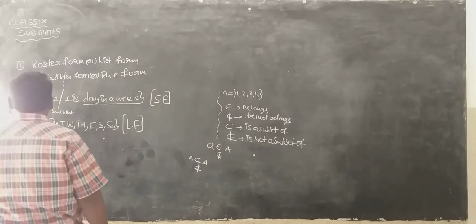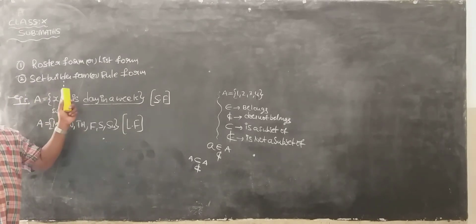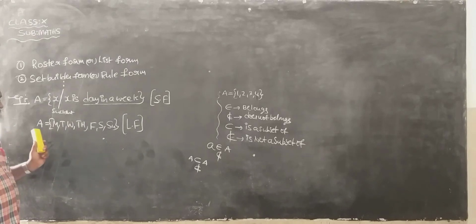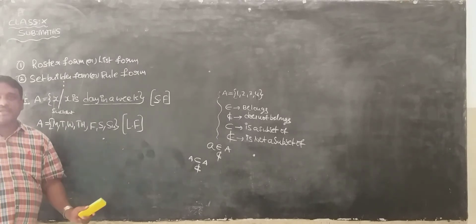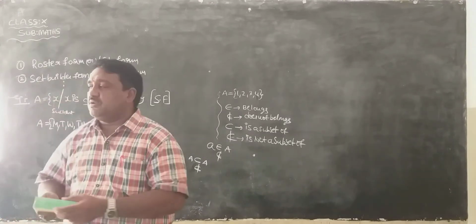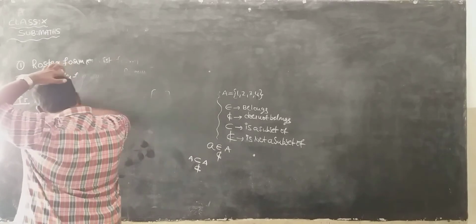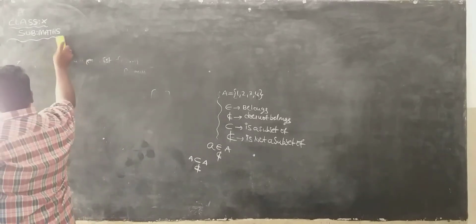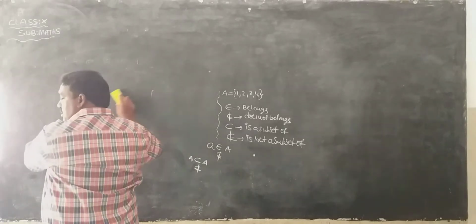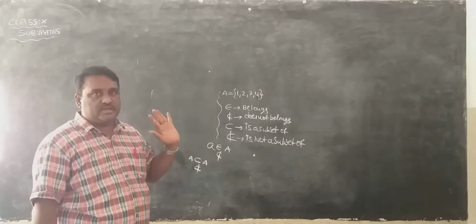Then write set builder form in list form. Convert set builder form into list form. So this is known as list form. We can convert set builder form into list form and list form into set builder form. Already we know sets are represented by uppercase letters.